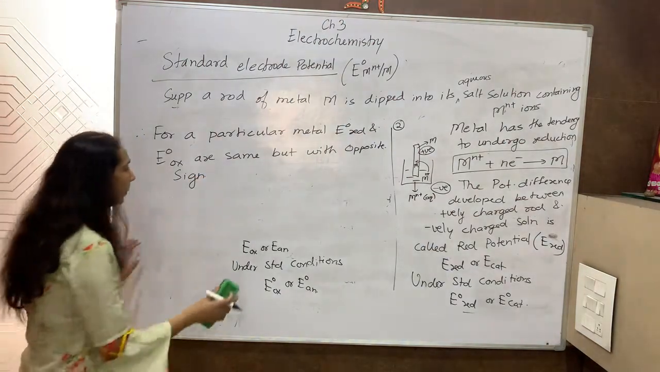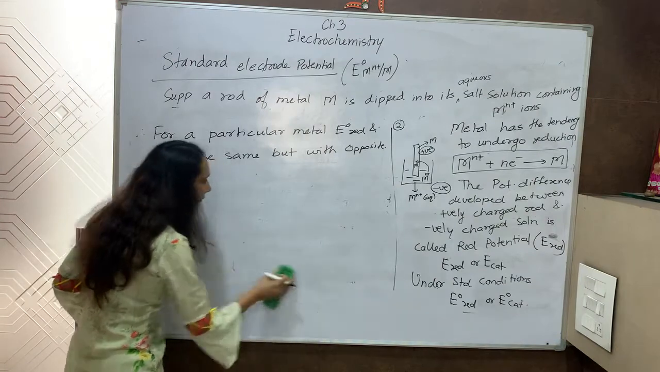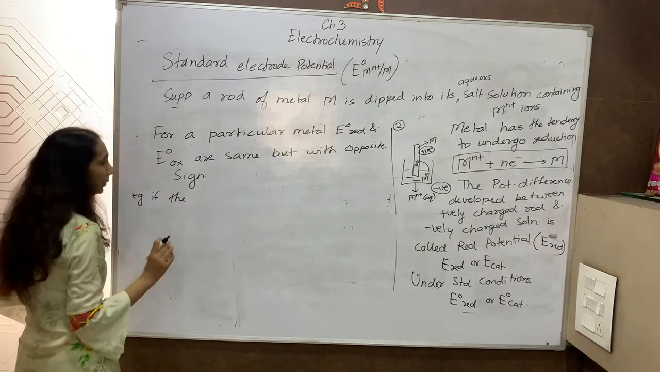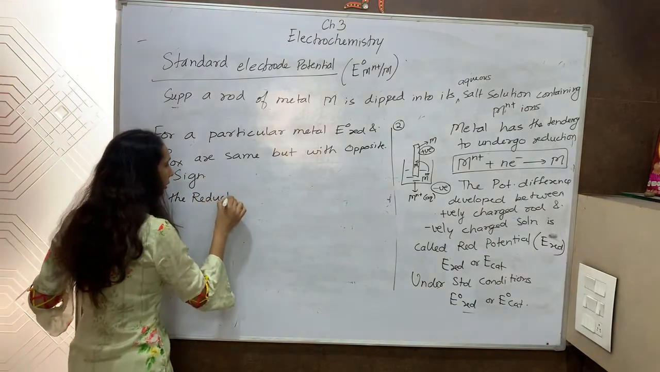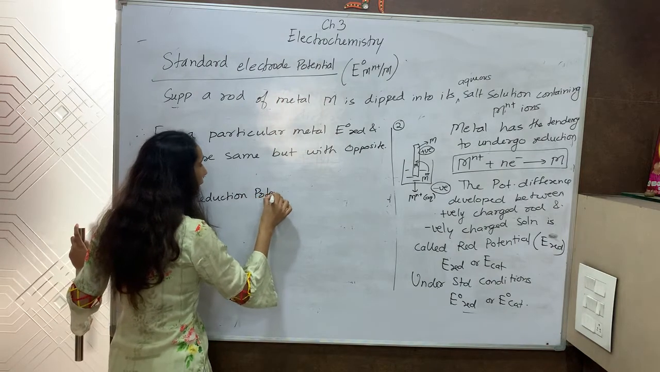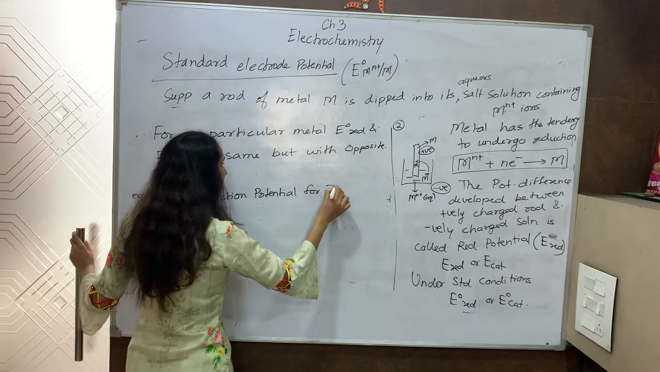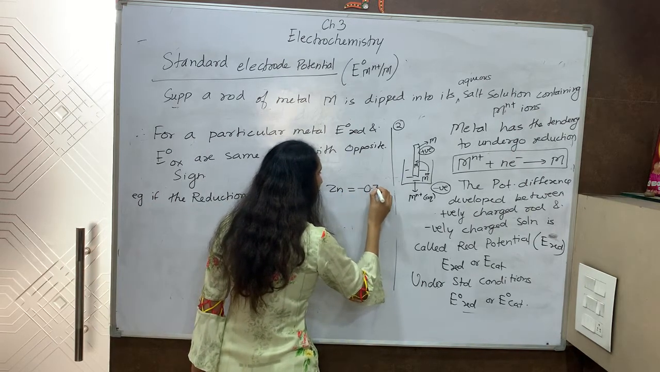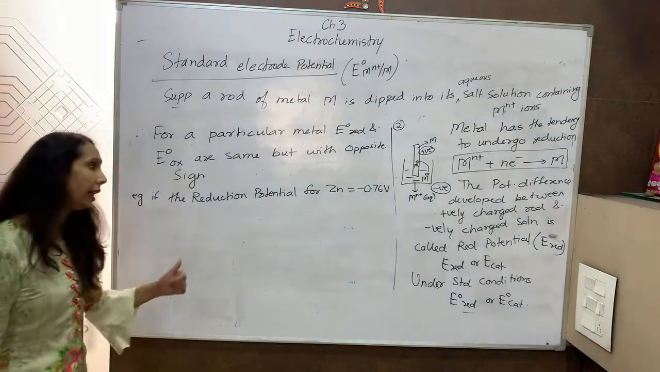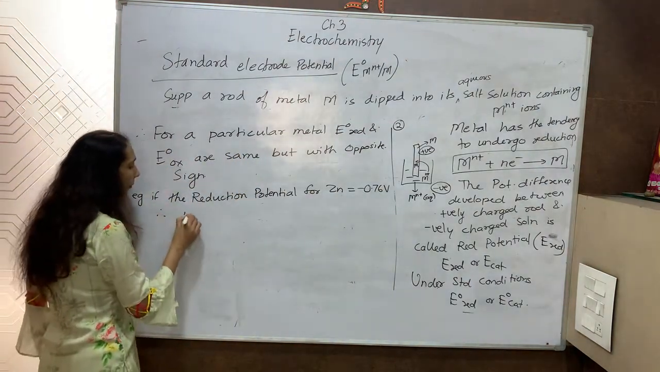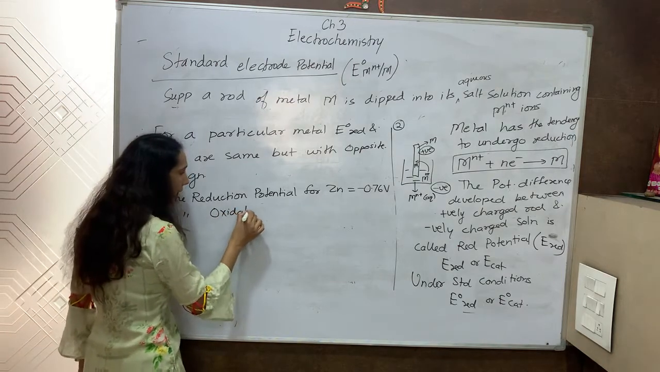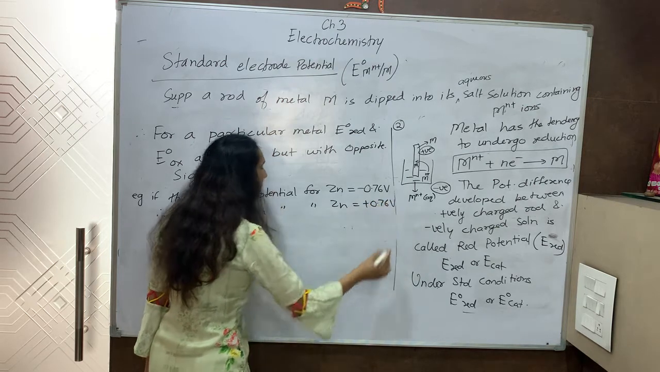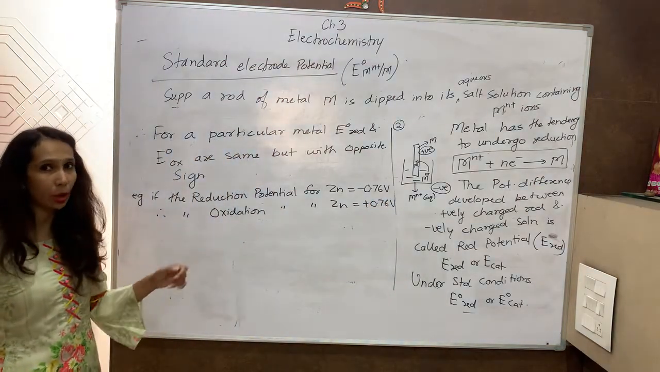Let us take an example. If the reduction potential for zinc is equal to minus 0.76 volt, and I ask you what the oxidation potential for zinc will be, it will be plus 0.76 volt. You can see the values are equal, the sign is opposite.